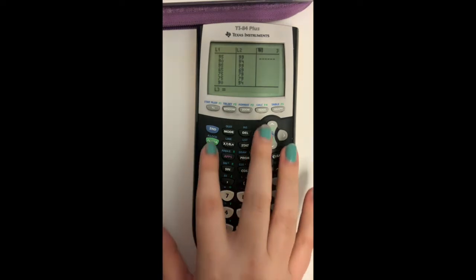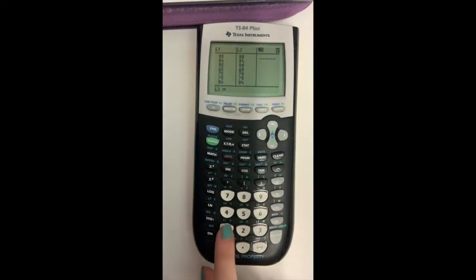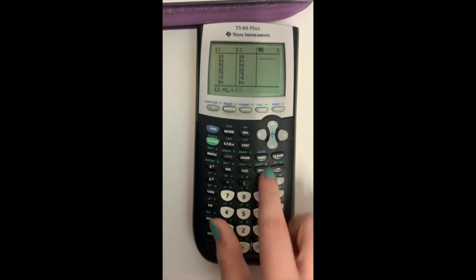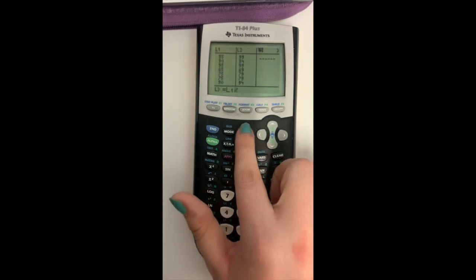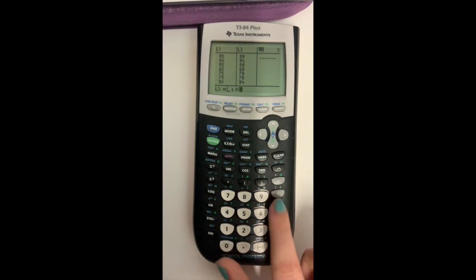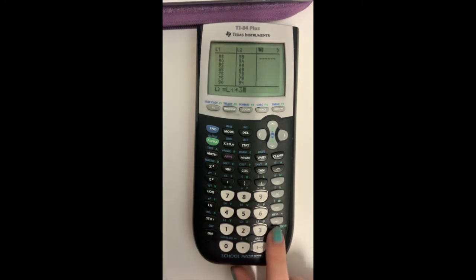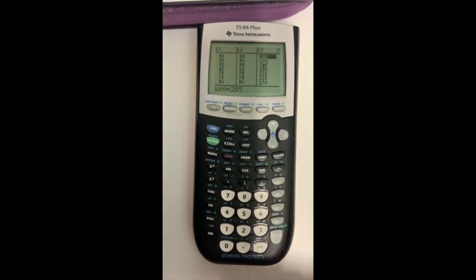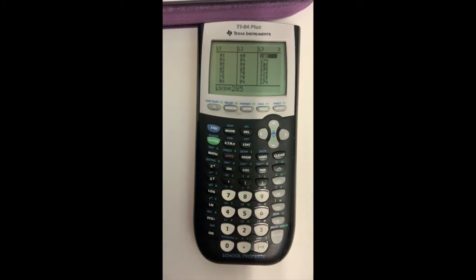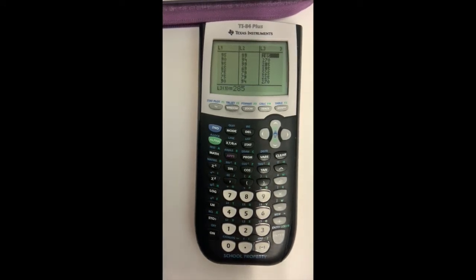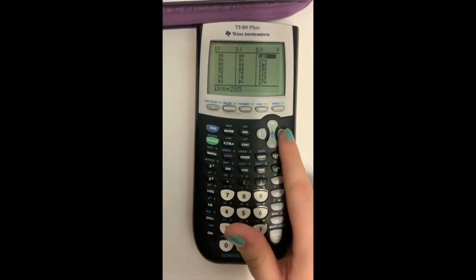So I'm going to again hit second. I'm going to choose L1 times, oh, that was the division. So I'm going to go back and hit delete, times 3 and hit enter. And now my first list has all been multiplied by 3. 95 times 3 is 285. 90 times 3 is 270, and so on.